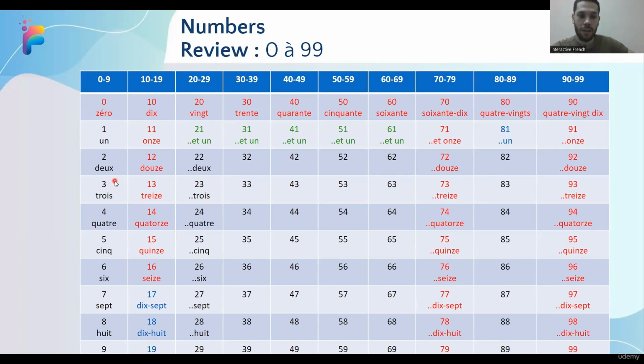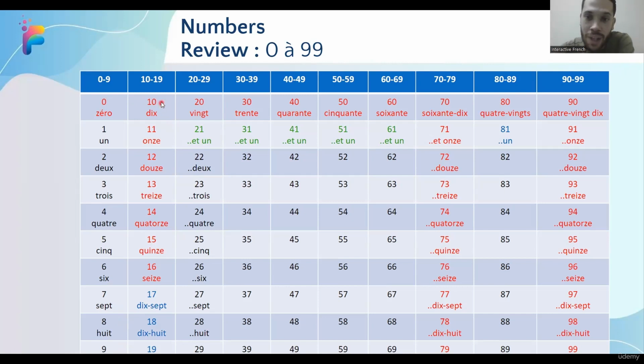Next up is quatre. Then we've got cinq. Next is six. Then we've got sept. Next is huit. And then neuf. Now, that's the end for this row.